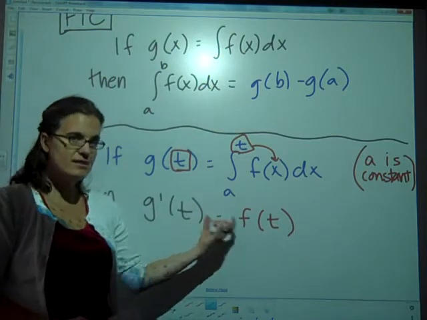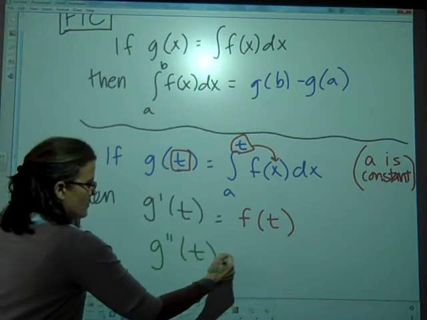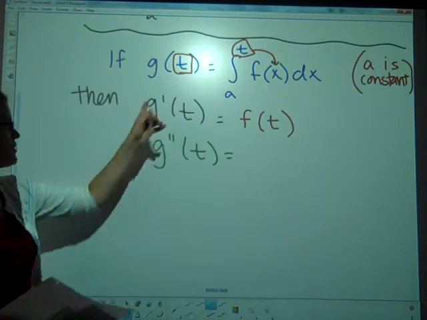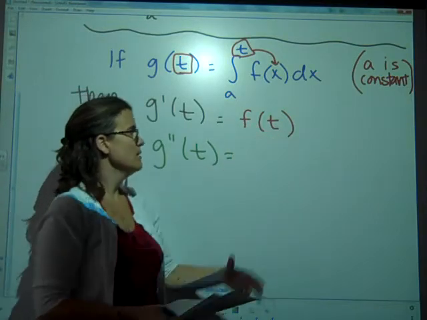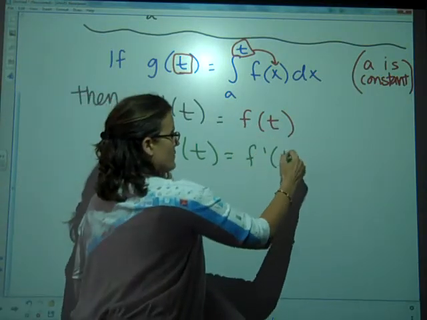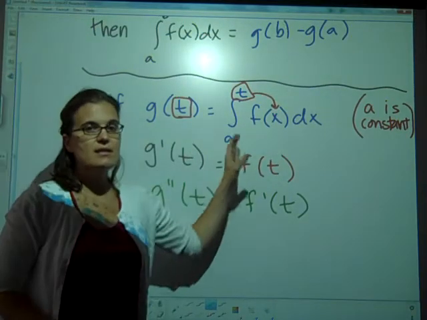And we are going to take this just one step further, just to make sure we're clear that therefore g double prime of t, if we took the derivative of g prime and got g double prime, then the derivative of f would be f prime. So this is kind of what we're going to be looking at today.